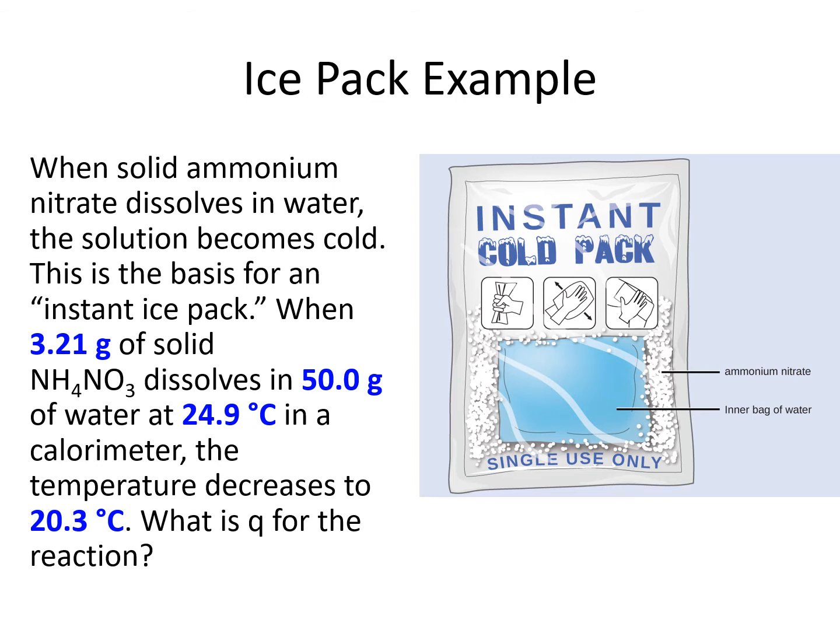So in this example, we have 3.21 grams of ammonium nitrate dissolving in 50 grams of water, and that water starts out at 24.9 degrees Celsius. Then the temperature decreases to 20.3 degrees Celsius. We want to find Q for the reaction.